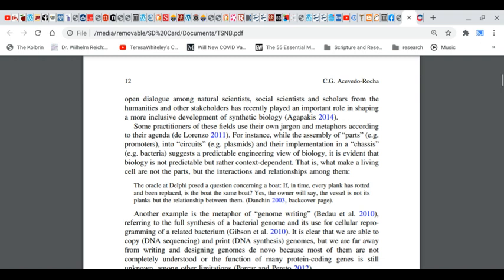The oracle at Delphi posed a question concerning a boat. If in time every plank has rotted and been replaced, is the boat the same boat? Yes, the owner will say. The vessel is not its planks, but the relationship between them.